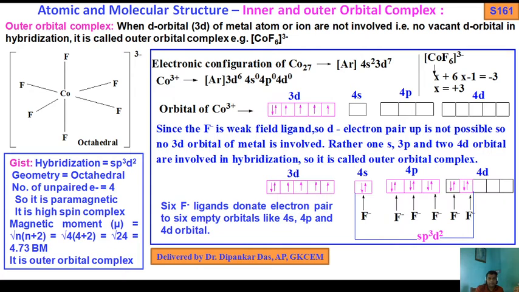Now, CoF6 3- shows an outer orbital complex, and Co(NH3)6 3+ shows an inner orbital complex. This is very important. Write a short note on which complex shows outer or inner orbital complex. Okay, so this is very important. So next we move to some questions.